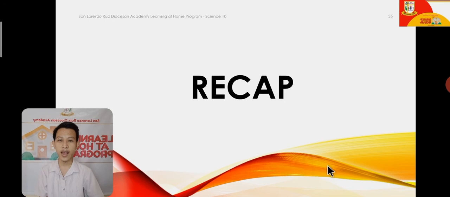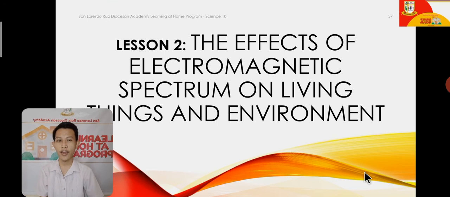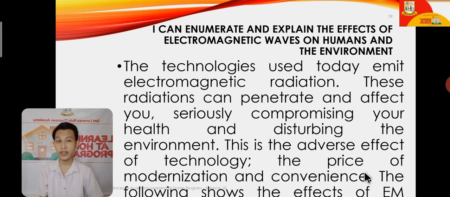Now, we are going to discuss the last lesson for this week, which is all about the effects of the electromagnetic spectrum on living things and the environment. Okay? For this lesson, you can enumerate and explain the effects of electromagnetic waves on humans and the environment, and cite ways to protect ourselves and the environment from the harmful effects of electromagnetic waves. I can enumerate and explain the effects of electromagnetic waves on humans and the environment. Let us achieve this first learning objective.